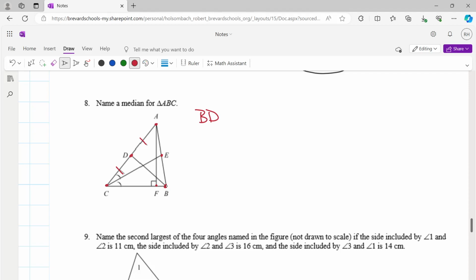Vertex to the middle of the opposite side. Median, think of middle. All right? Vertex to the middle.